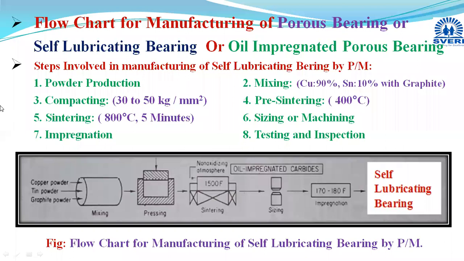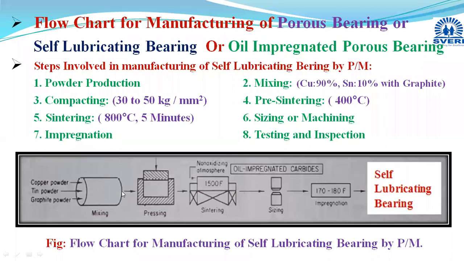Then that mixture is given to the compacting stage. Here I have given the symbol for mixing. We have drawn one rotating drum, and I have indicated copper powder, tin powder, and graphite powder. This is the symbol for the mixing stage. You just have to draw a simple rotating drum and indicate the powders which you are using in that stage.